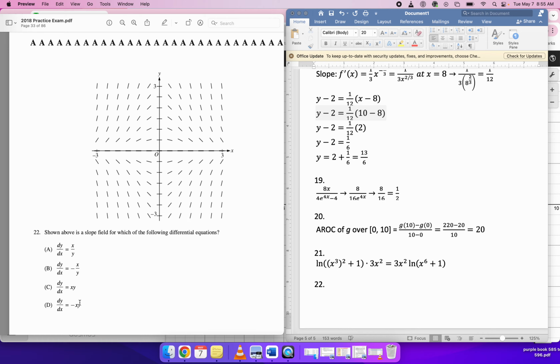The difference, of course, is the sign. If I look in this quadrant, I can see the slopes are negative. x and y are both positive in this quadrant, though. So x and y are both positive, and yet the slopes are negative. That tells me it's got to be D.